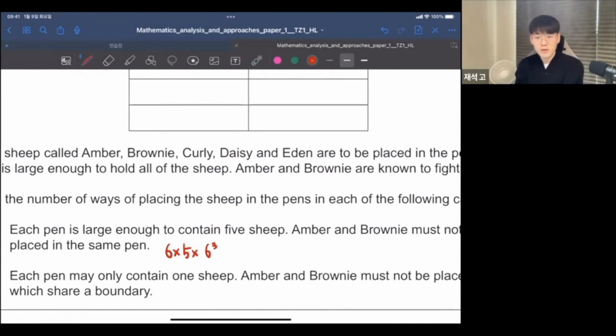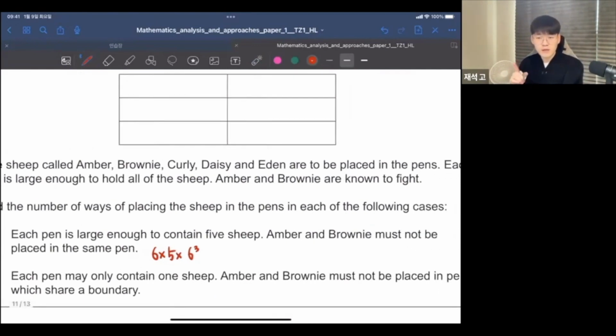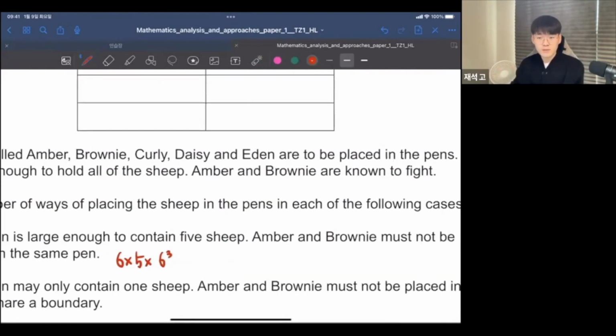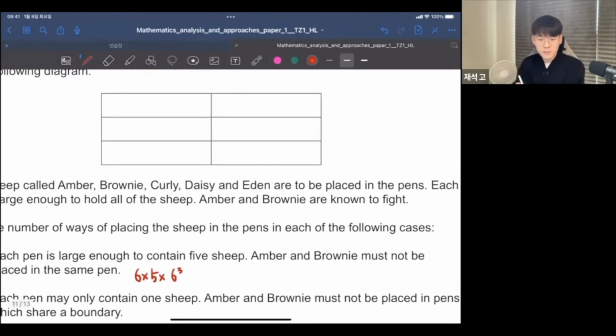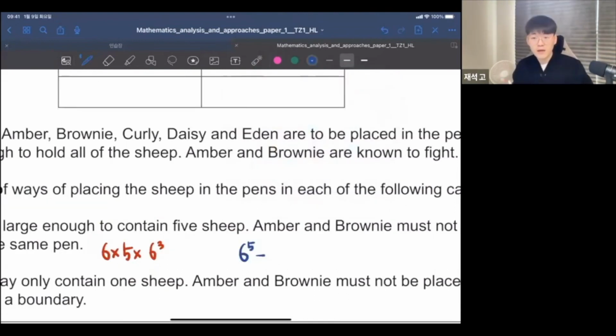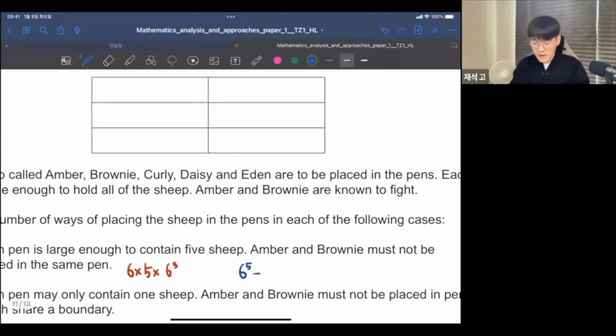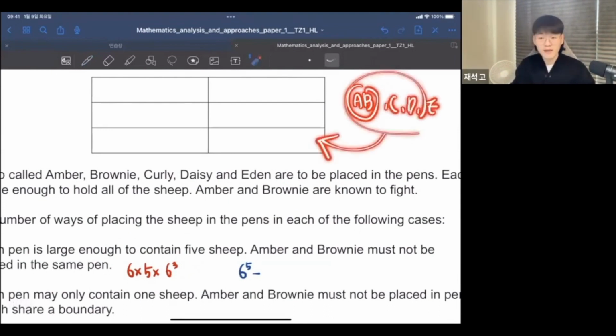This is actually the simplest way to solve it, but I'll try subtracting the cases where they are together. Just ignore the fact that you can't put Amber and Brownie together and think about all the cases. Since there are 6 possibilities for each individual, it's 6 to the power of 5. Subtracting the cases where Amber and Brownie are together means counting only the cases where they are together. Saying that Amber and Brownie go together means thinking of Amber and Brownie as 1. So, you're thinking of placing it in this state.